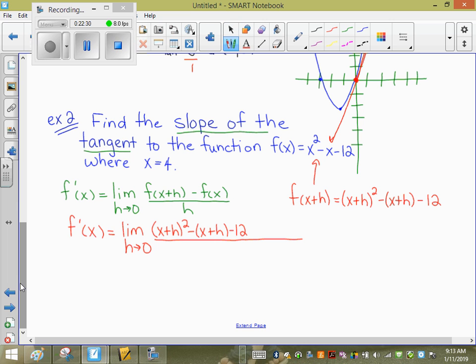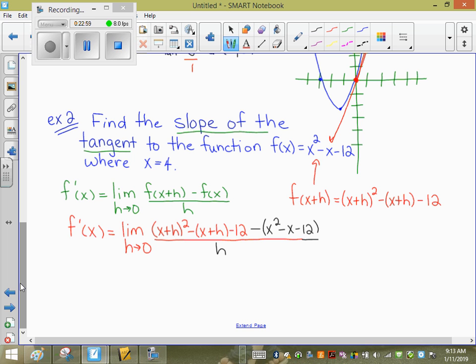And then we subtract off f of x. And they gave us f of x, correct? So we just write our f of x, but it's a trinomial, so we have to make sure it's in brackets, all over h. What do we do next?